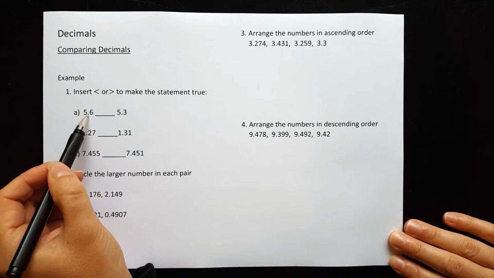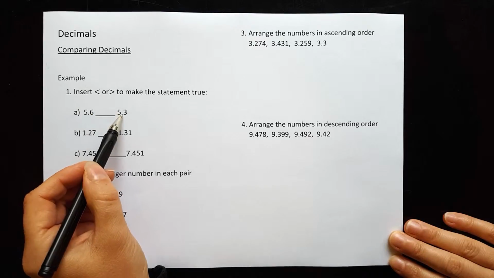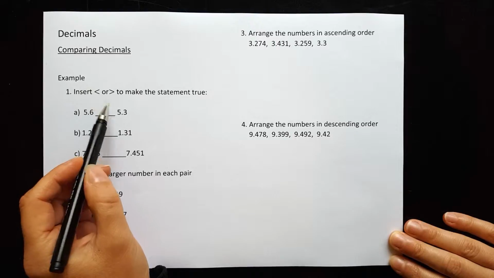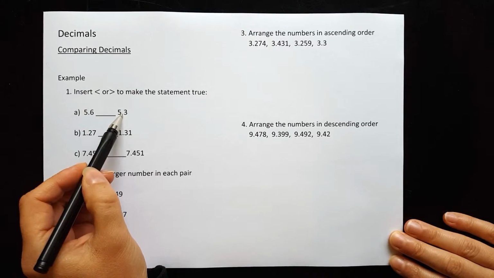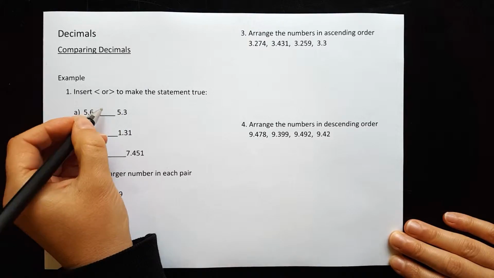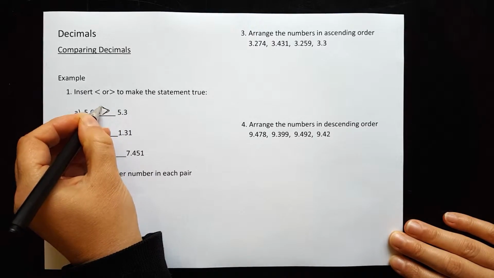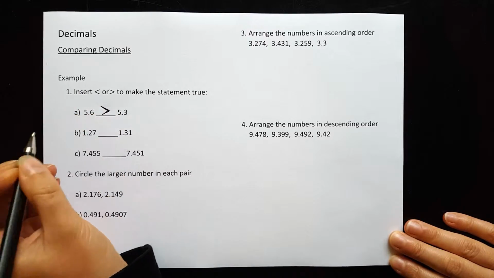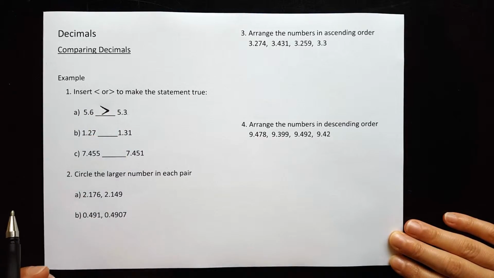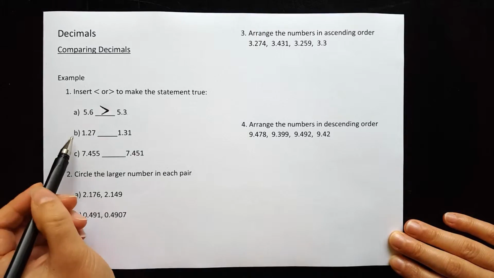So we have 5.6 and we have 5.3. So pointing to the smaller one, 5.3 is smaller, so I need to have the pointy end pointing to the smaller number. So that's the symbol I need to use. It's the greater than symbol. 5.6 is greater than 5.3 because 5.3 is littler. Let's do it again for B.